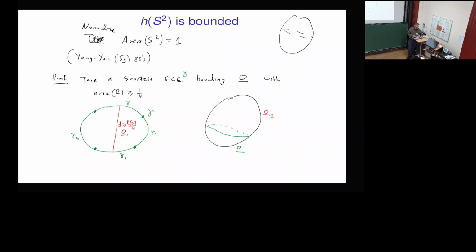Why? If it is not, then I can just replace the original curve by adding this arc and forgetting the big piece, right? So if it's not, I just replace gamma by this blue curve, and I still, okay, either this or this, and one of these two pieces is going to be bigger than 1/4. So I'm still okay.